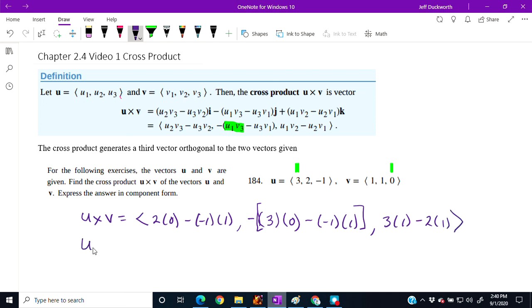All right, so a little bit of arithmetic. 0 minus -1 is just 1. This will be all minus. We have a 0 and a +1, so this will become a -1. And over here we have 3 minus 2, which is also 1. So that will be our cross product. So U cross V, 1, -1, 1 will be orthogonal to the two vectors that we have.